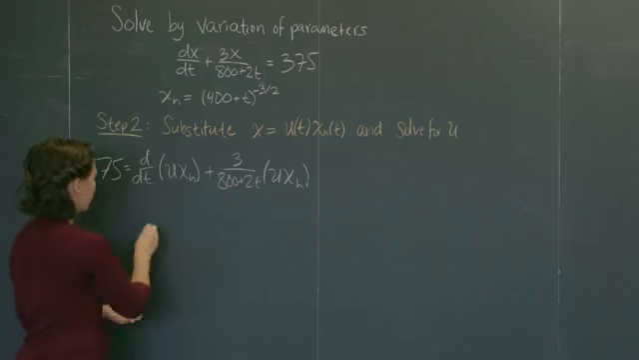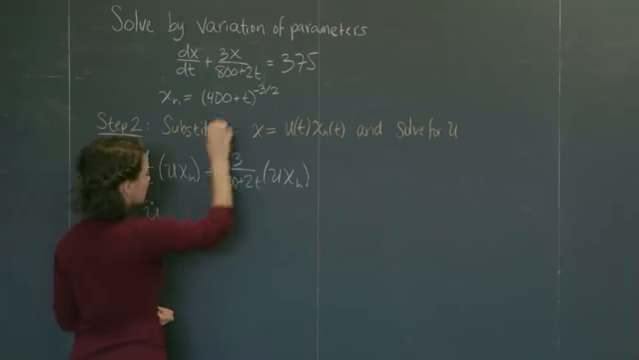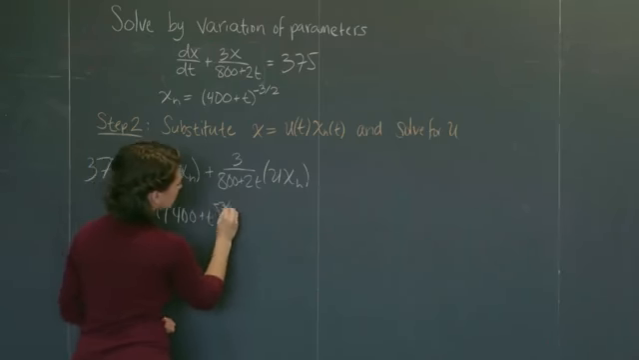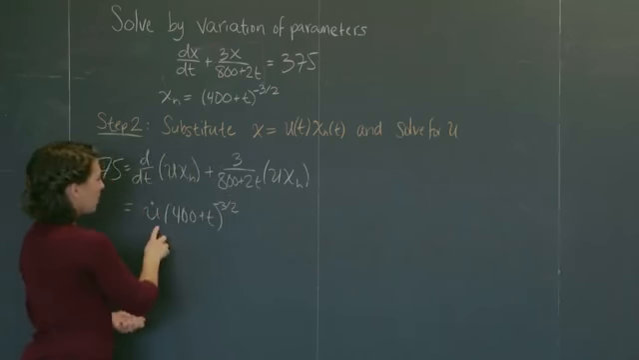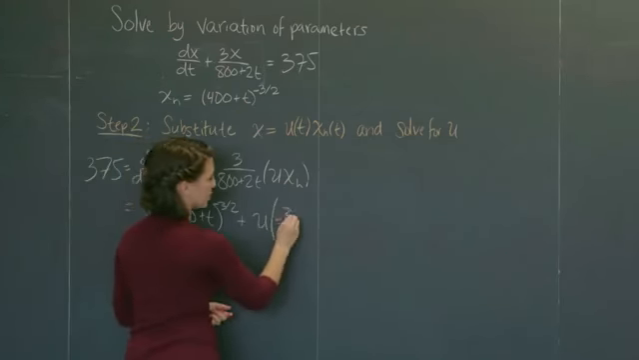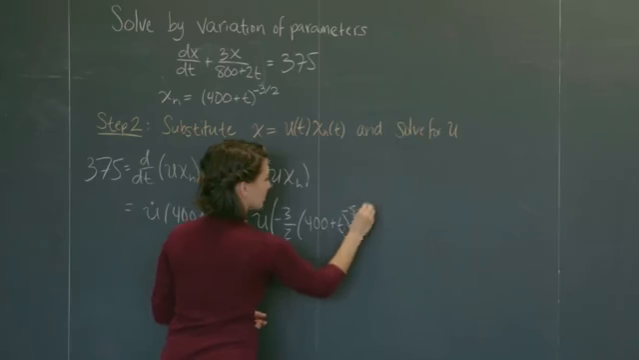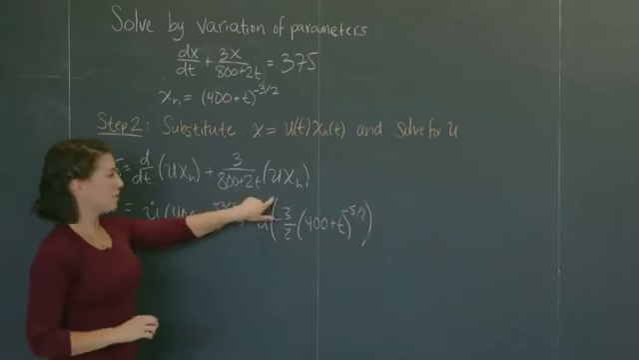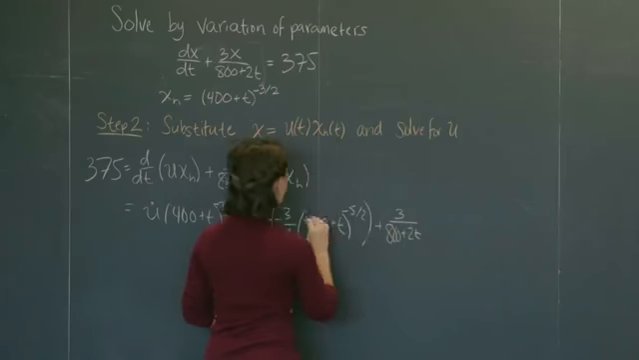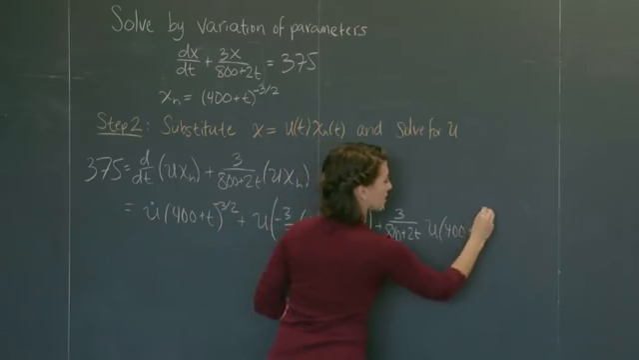So we get that this equals u dot times x of h, which we know is 400 plus t to the minus 3 halves, plus u times the derivative of x of h, which gives us minus 3 halves times 400 plus t to the minus 5 halves, plus this term, which gives us 3 over 800 plus 2t times u times x of h, which is 400 plus t to the minus 3 halves.